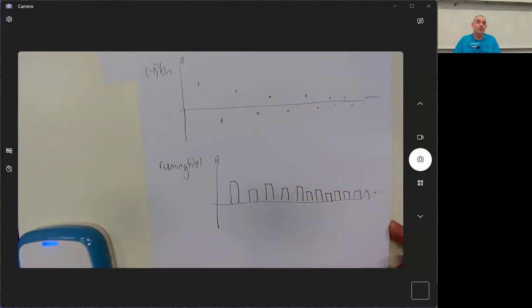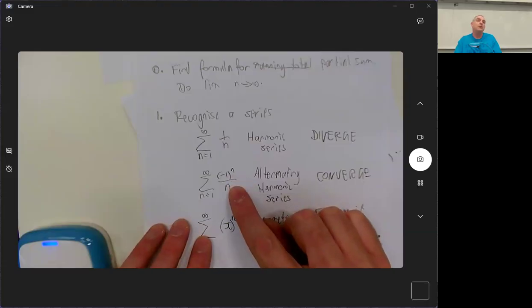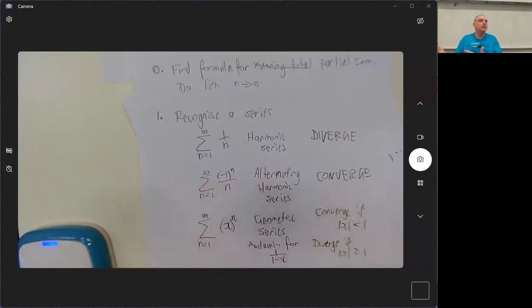Classic. So that's why I know that the alternating harmonic series converges, because 1 over n just keeps getting smaller and smaller. A perfectly decreasing function, and it's alternating, and 1 over n goes to 0. So those three things have to happen, and yes, it converges because of the alternating series test.